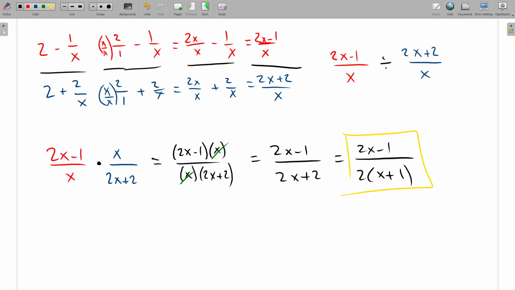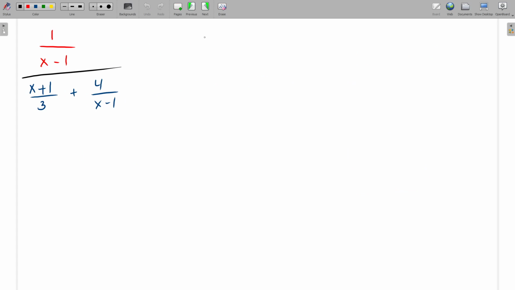So let's employ the same strategy but in a different example. In this case, we have a single rational expression in the numerator already, so we're good there. But in the denominator, I have two rational expressions that we have to combine into one rational expression. So let's put our effort in the denominator.